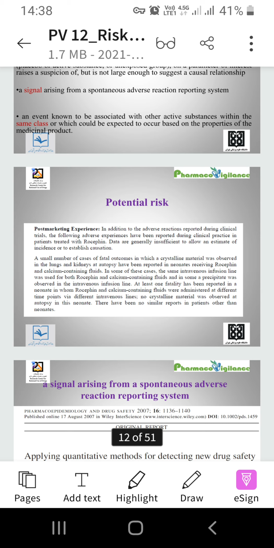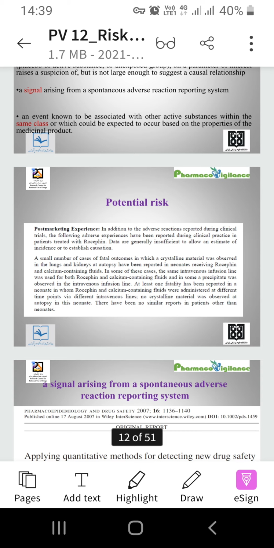A small number of cases of fatal outcomes in which a crystalline material was observed in the lungs and kidneys at autopsy have been reported in neonates receiving Rocephin and calcium-containing fluids. In some of these cases, the same intravenous infusion line was used for both Rocephin and calcium-containing fluids, and in some a precipitate was observed in the intravenous infusion line.